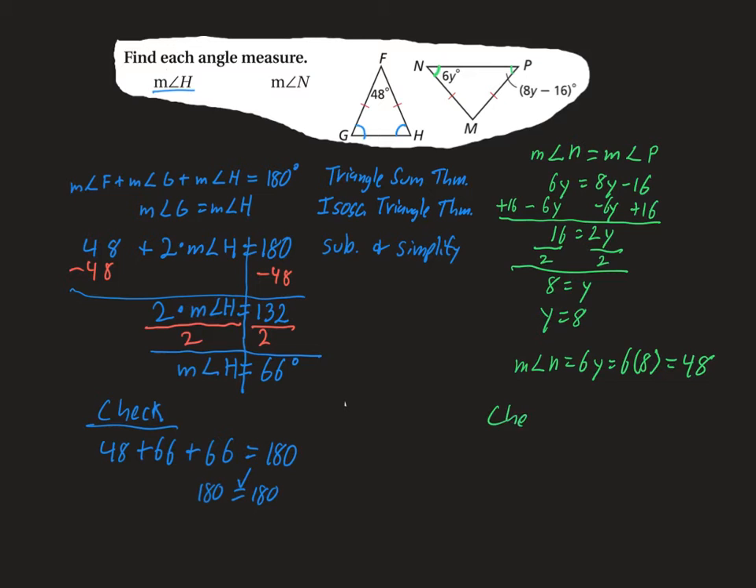And I want to check that and make sure that both those angles are 48 degrees, or that they're equal to each other. So to make sure that angle P is equal to 48, putting an 8 in there, so 8 times 8 minus 16. And the left side will simplify down to 48. So our measure of angle N of 48 is correct.